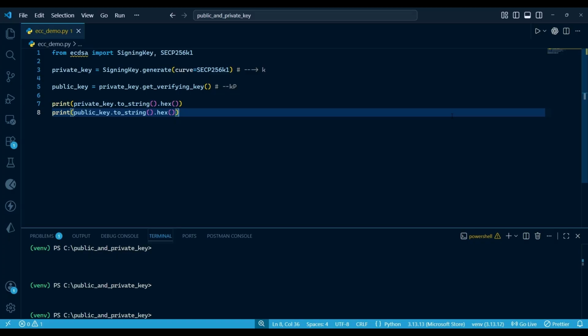In the next video, I'm going to cover digital signatures and the topics related to it. We will see how someone can prove ownership of a wallet or their message without ever revealing their private key. And honestly, that's where cryptography starts feeling almost magical.